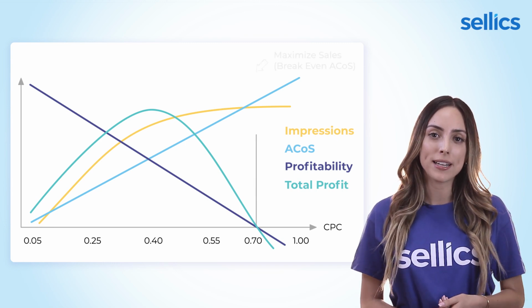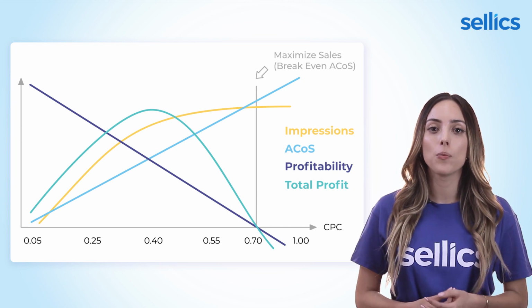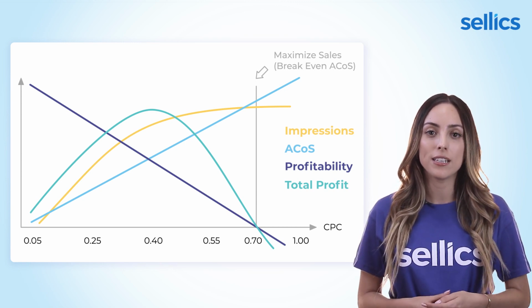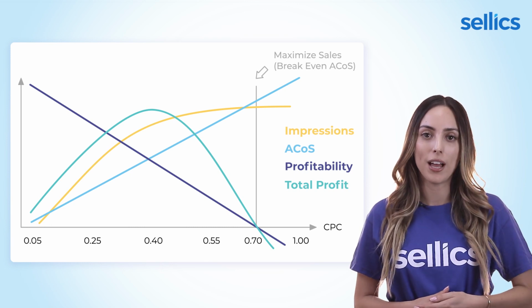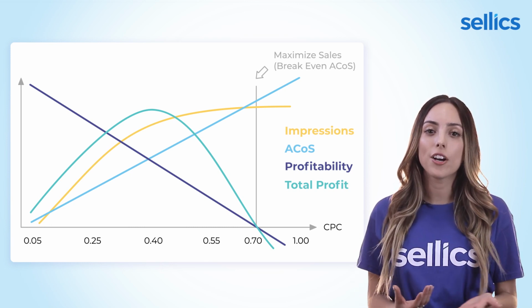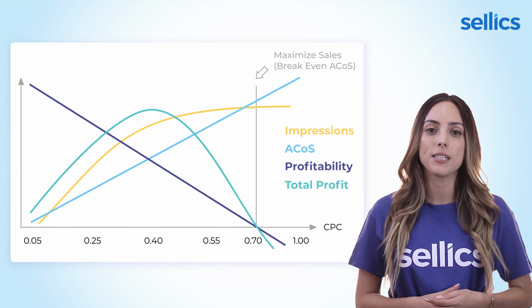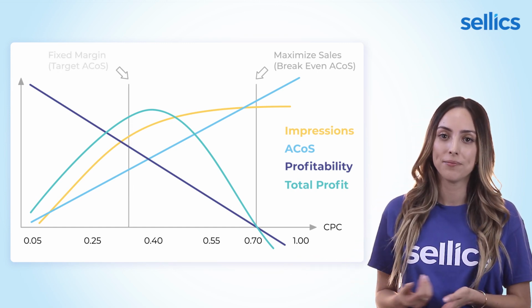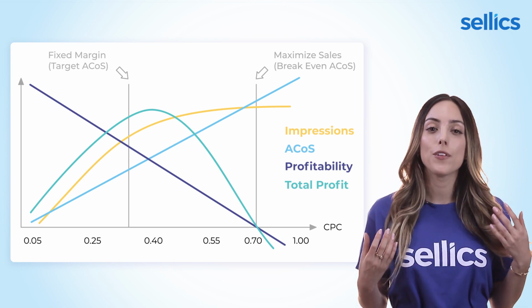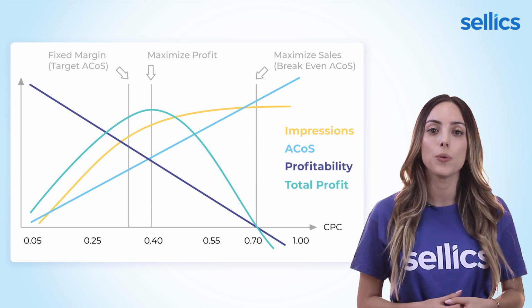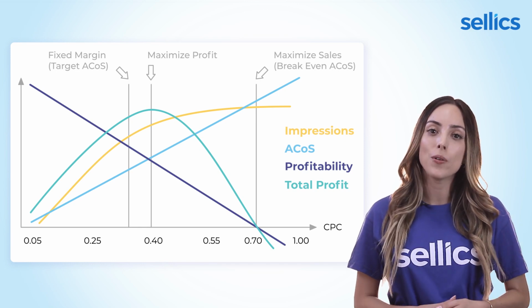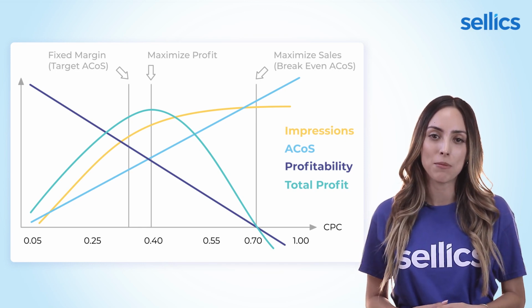If your goal is to maximize sales, your metric will be break-even ACoS, so you can increase your CPC until your campaign isn't profitable anymore. If you have set a target ACoS, you will increase your CPC only to the point until that ACoS is achieved, like here. If you want to maximize your total profit, you would keep increasing your bids until you notice that the extra sales don't outweigh the increased ACoS anymore.